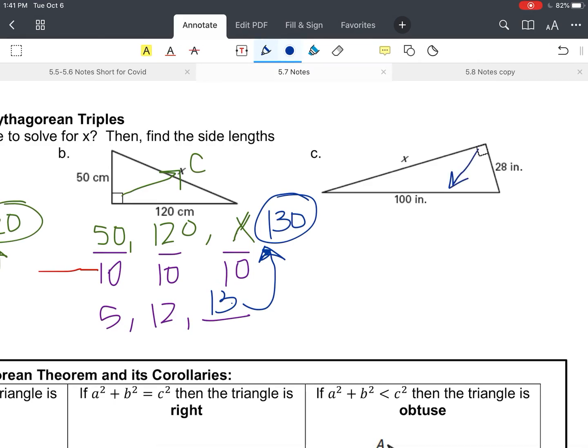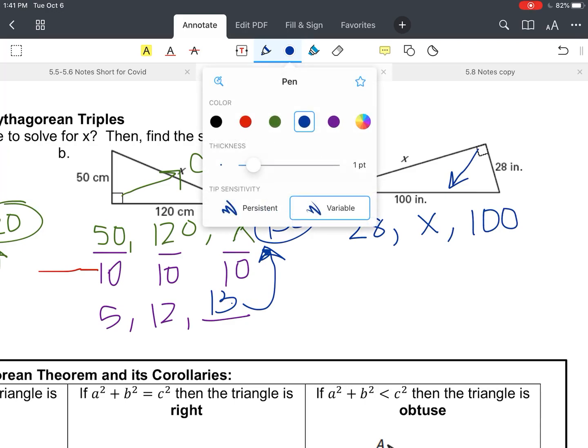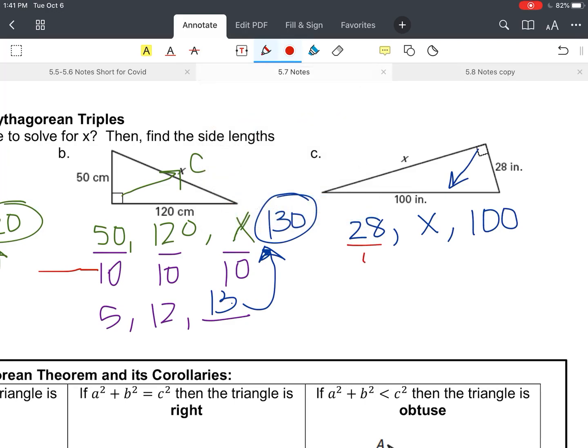All right, last one, letter C. In this case, my hypotenuse is 100. So I'm going to write it as 28, because that looks like it's the smaller side, x, comma, 100. 28 and 100 are not on the table, but they are both divisible by 4. So I'm going to divide both by 4.